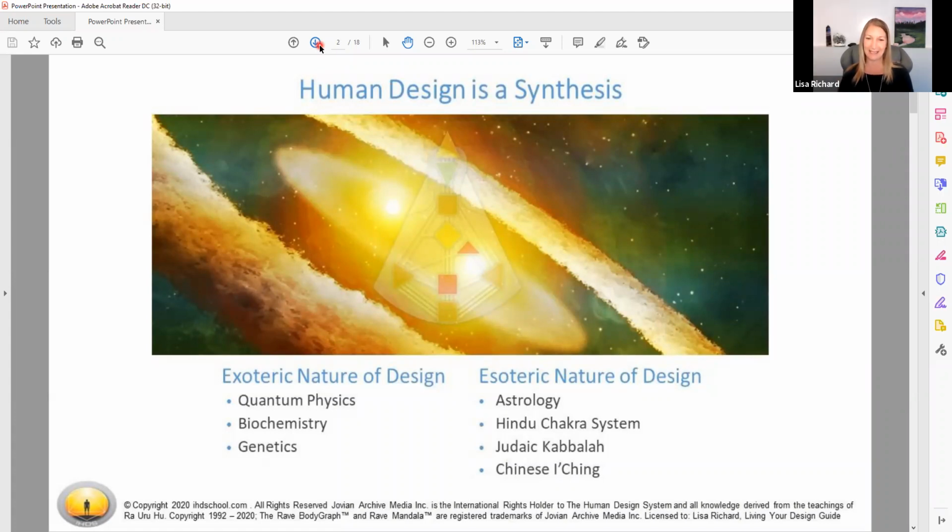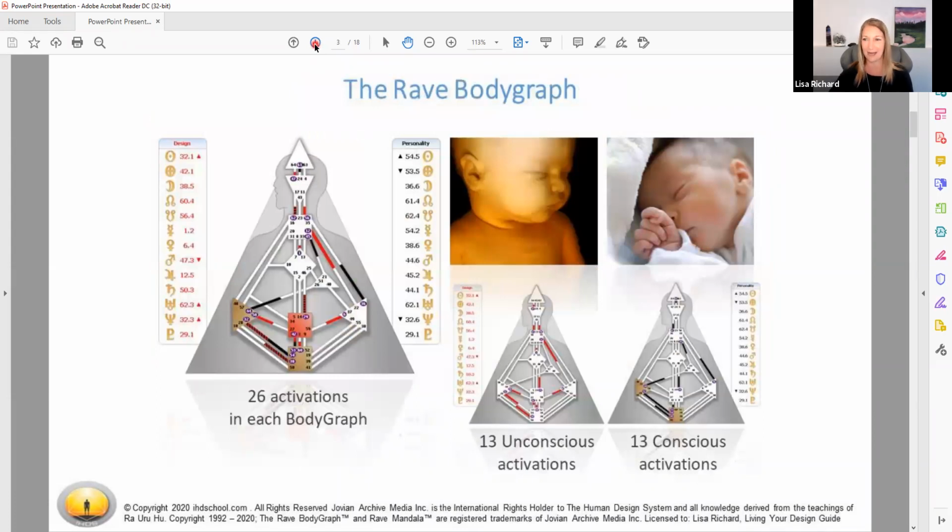We are so lucky that we live in this time frame where we have all of this access to technology. They can pull all the knowledge from all of these different systems, build them into software programs, then use your birth information, and they can create for you what is known as your Bodygraph.